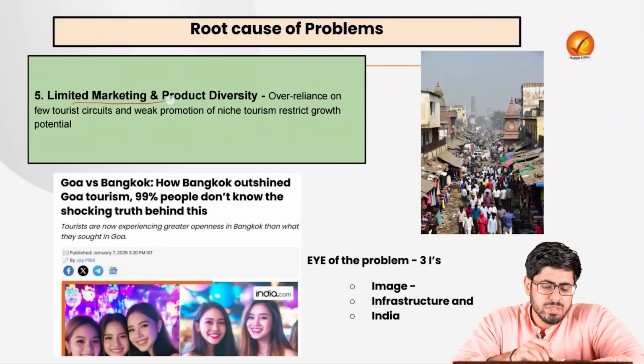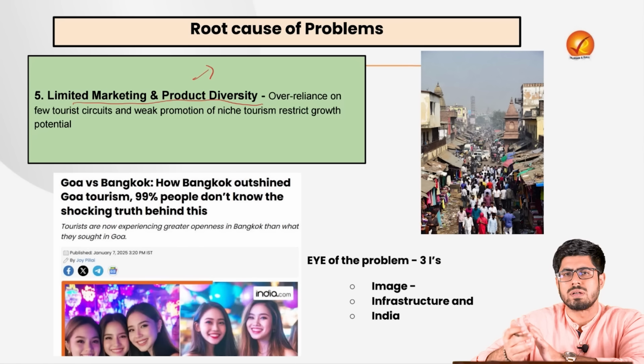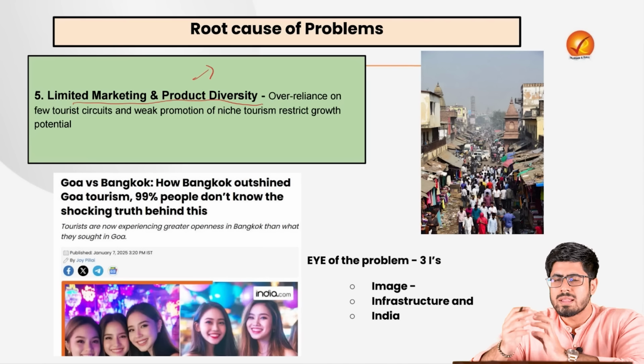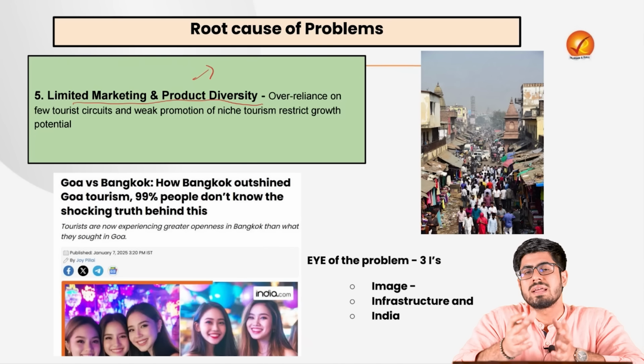If we talk about the limited marketing and product diversity, we only showcase the products that are well known to the world. Go to Goa if you want to party, go to Manali if you want to see snow. There is a lack of promotion of the diverse opportunities that India has to offer.